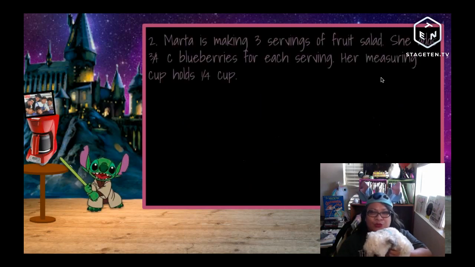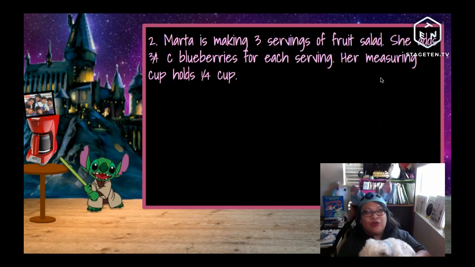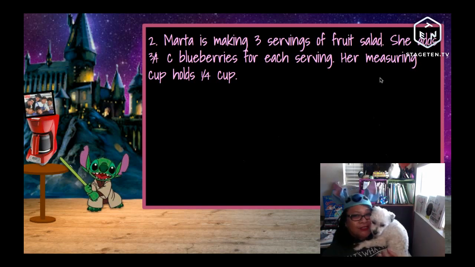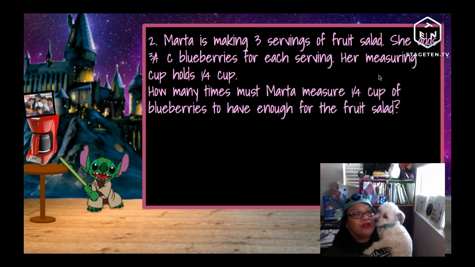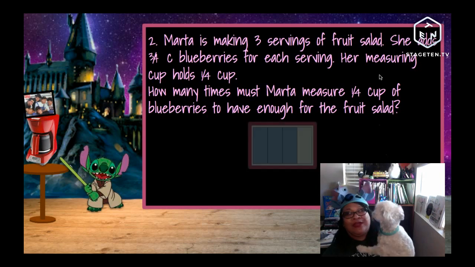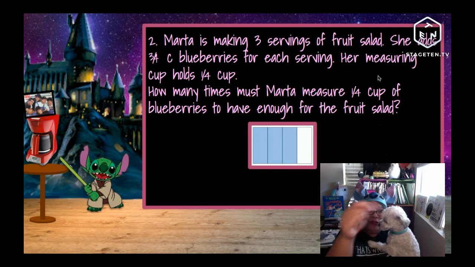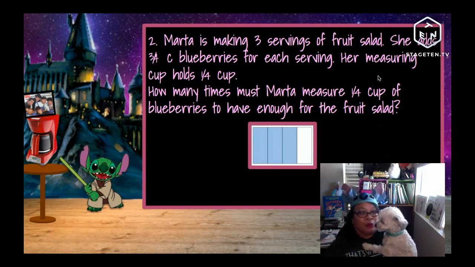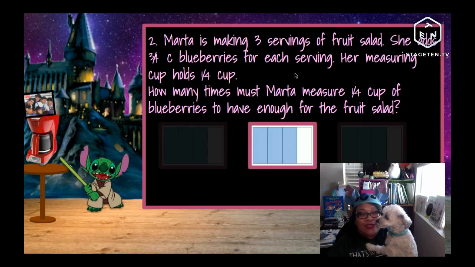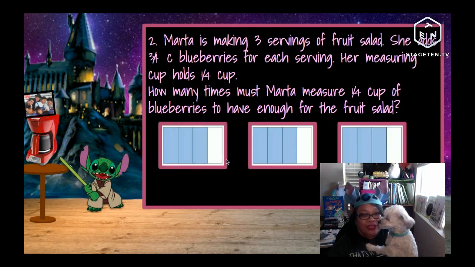All right, number 2. Martha is making 3 servings of fruit salad. Sounds like she needs a bigger measuring cup. But anyway, let's keep going. How many times must Martha measure 1/4 cup of blueberries to have enough for the fruit salad? So in 1 serving, she's got to measure out 3 of those 1/4 cups of blueberries, right? But the question is not for 1 serving, it's for 3 servings. So we can do repeated addition of 3 plus 3 plus 3, that gives us 9, or we can just multiply. 3 times 3 is 9.